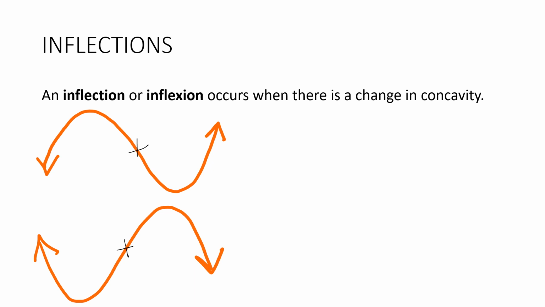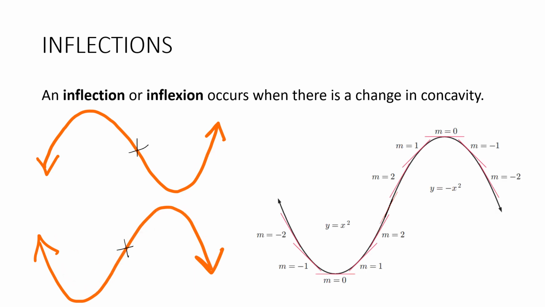Now an inflection occurs when there is a change in concavity. So if we go from concave down to concave up, or from concave up to concave down. Let's have a look what's happening with the gradients. So what's the rate of change of these gradients? We've got negative coming through 0 up to positive, so it's increasing here. And then here we've got 2, 1, 0, it's decreasing here. So it's changing from positive or increasing to negative or decreasing. So at this point here, this inflection, our second derivative is equal to 0.